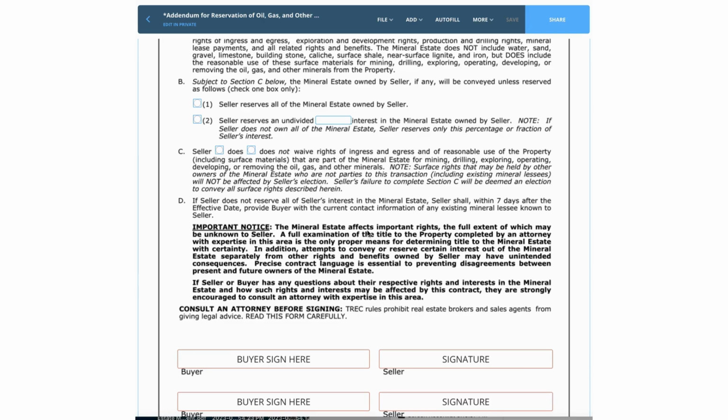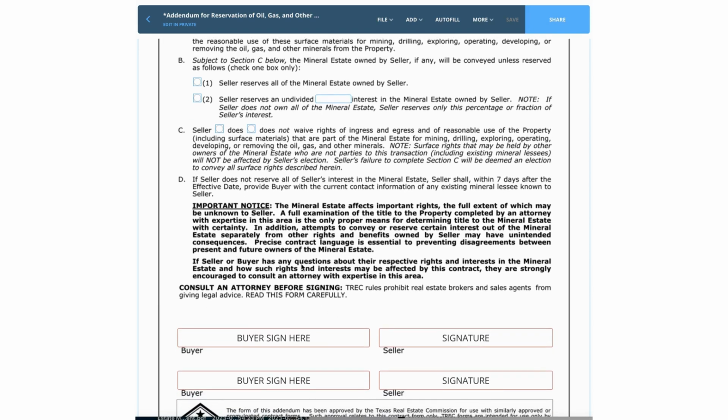The mineral estate affects important rights, the full extent of which may be unknown to the seller. A full examination of the title of the property completed by an attorney with expertise in the area is the only proper means for determining the title of mineral estates with certainty. In addition, attempts to convey or reserve certain interests out of the mineral estates separate from other rights and benefits owned by the seller may have unintended consequences. Precise contract language is essential for preventing disagreements between present and future owners of mineral estates.